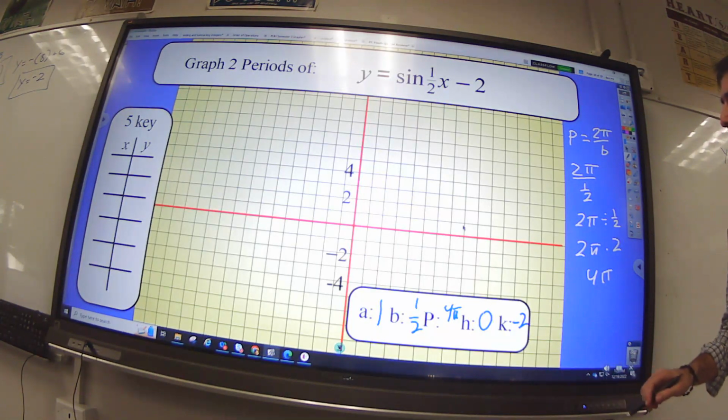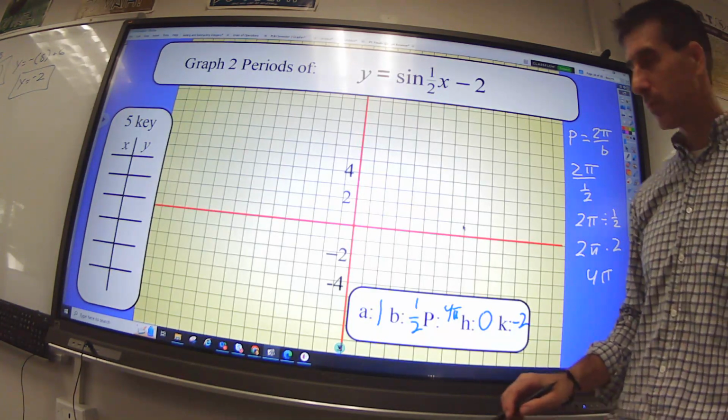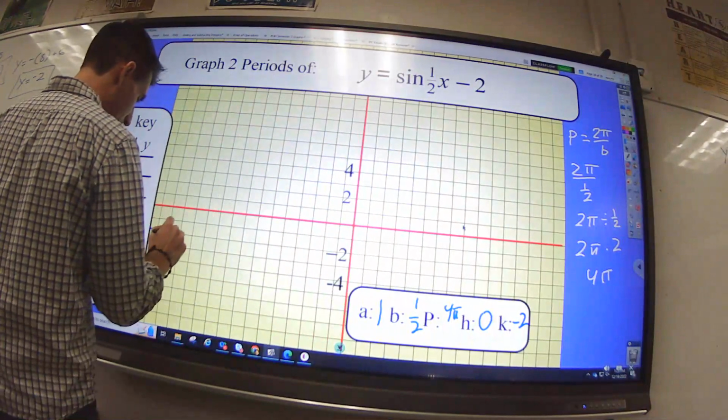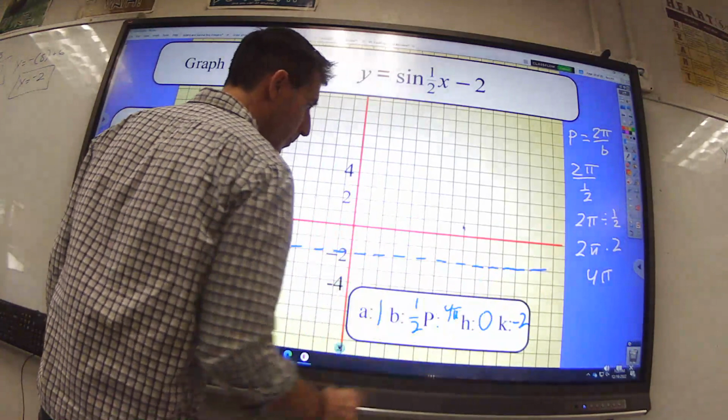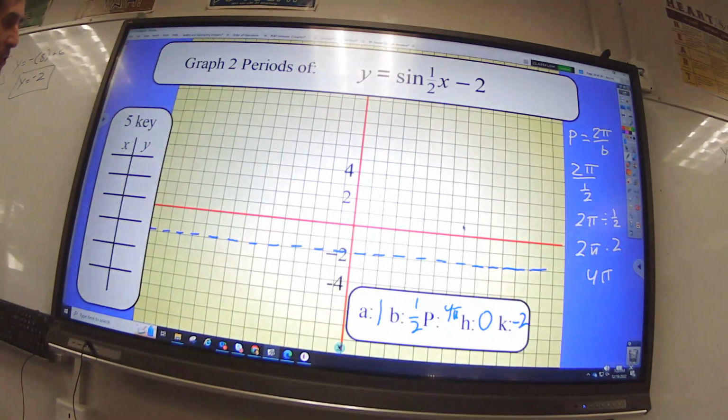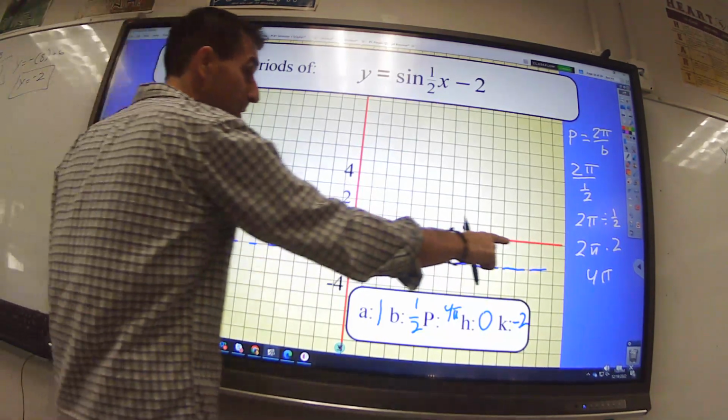What's my K? -2. Okay, what does that mean, the -2? That's the one that moves it. The midline. So let's put that there. That's easy. Let's also do our 5 key points, where our period ends at what?